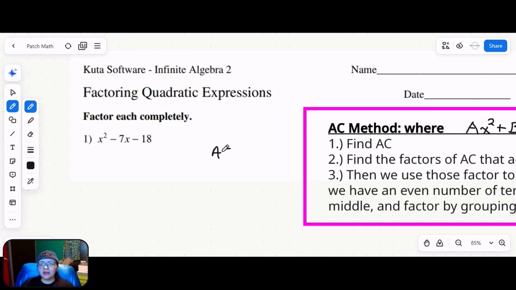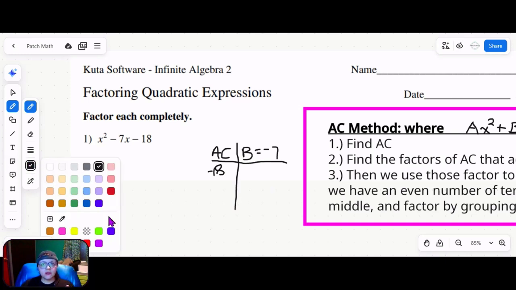You do take the sign that goes with the number. Negative 18 times 1. So we're looking at the factors of negative 18 that add up to our B of negative 7 there. B equals negative 7. The reason you're seeing me make a little table like this, I like to list off the pairs until I find one that works. Factors of AC that add up to B.